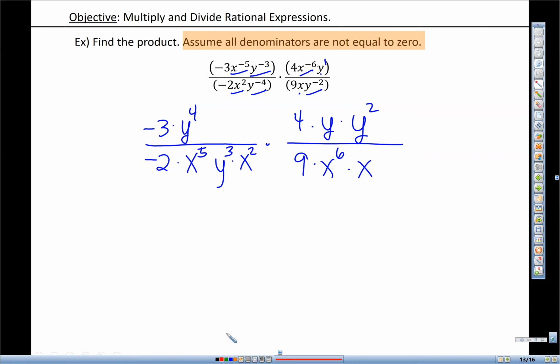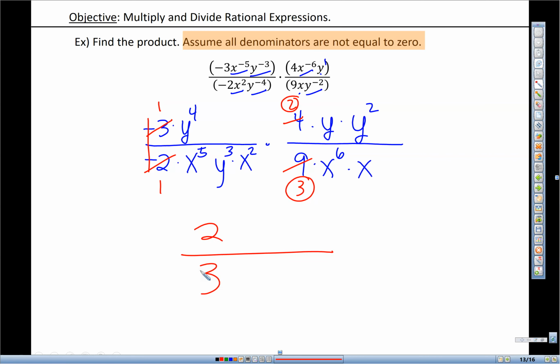What I would recommend that you do now is reduce your coefficients. All right, some people like to multiply the coefficients and then reduce. You can do that, or you can do reducing cross-canceling as well, which is what I'm going to do here. So I have a negative divided by a negative, which is a positive. So I'm just going to say, all right, I've got positive is my sign now. The 2 and the 4 will reduce, giving me a 1 and a 2. The 3 and the 9 will reduce, giving me a 1 and a 3. So my final coefficients, I'm going to have a 2 and a 3.